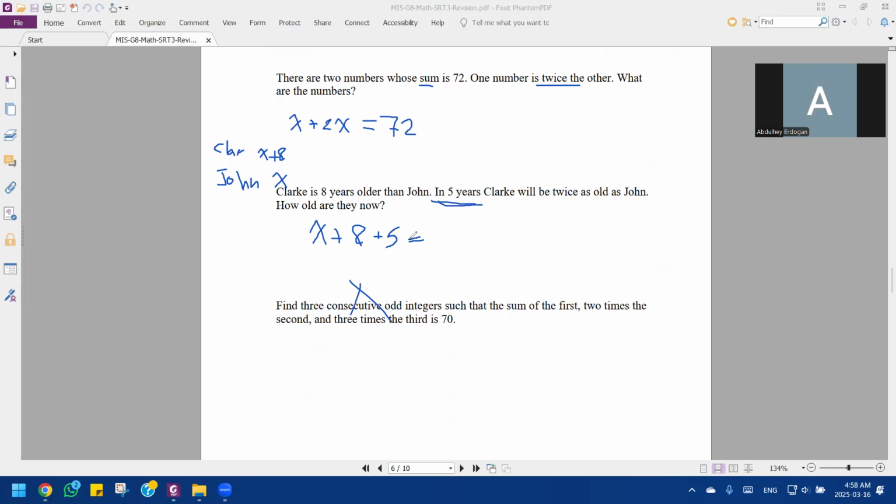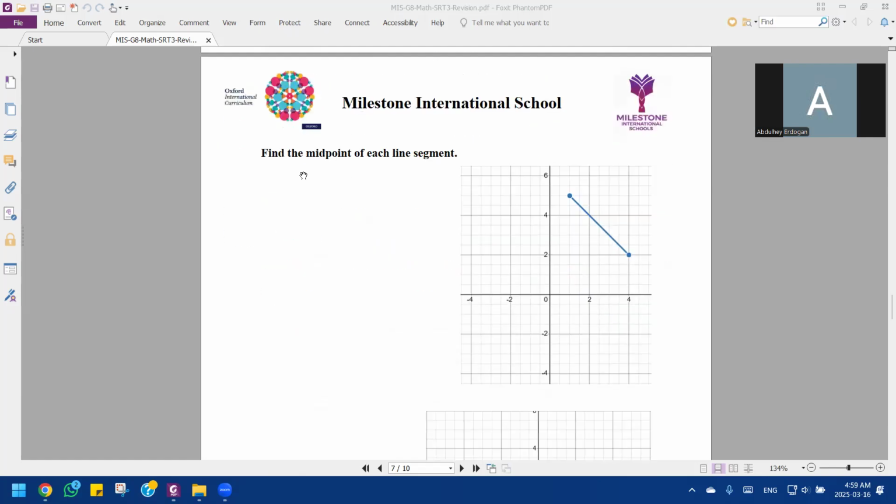Now for John, he is x years old, okay? But in 5 years, so plus 5. And then they said Clark will be twice as old as John. So John should be twice. So to make it multiply by 2, I have to put x plus 5 in brackets. Okay, consecutive, I wanna do it. Okay, done.